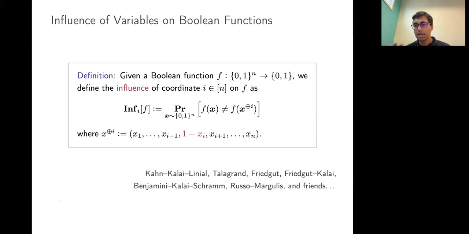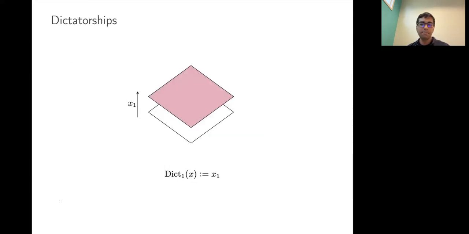And there's been a long line of really beautiful work by the computer science and combinatorics communities that centers on this notion of influence. Just to give some examples, maybe the simplest Boolean function you can think of is the Boolean dictatorship. It's just a projection onto one of the coordinates. And the influence of that coordinate is going to be 1. Every time you flip that coordinate, the value of the function changes. And every other coordinate has influence 0.